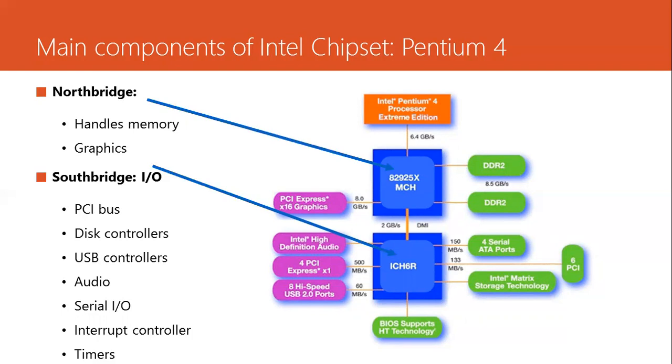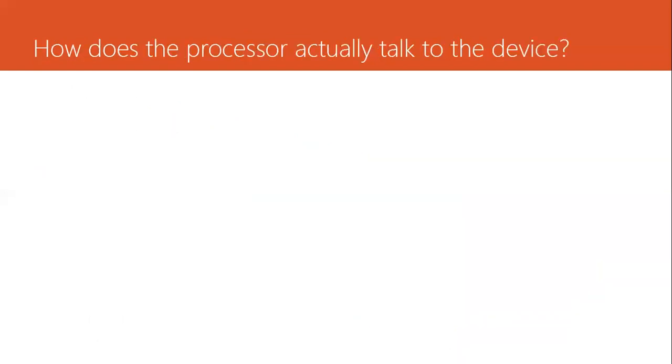We really need a fast interface from the DRAM to the processor and from the graphics card to the DRAM and the processor. On the other hand, the ICH is connected to devices that have a very slow rate, and one chip can handle them all, right? How does the processor actually talk to these devices?